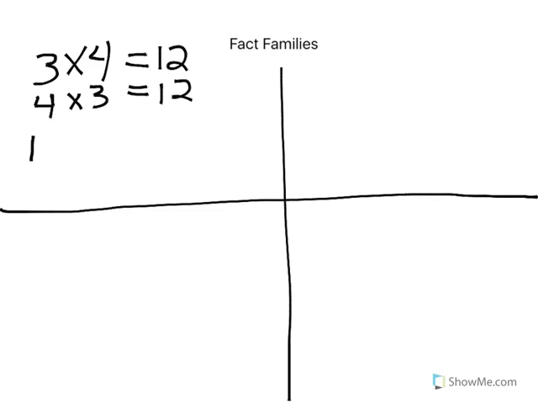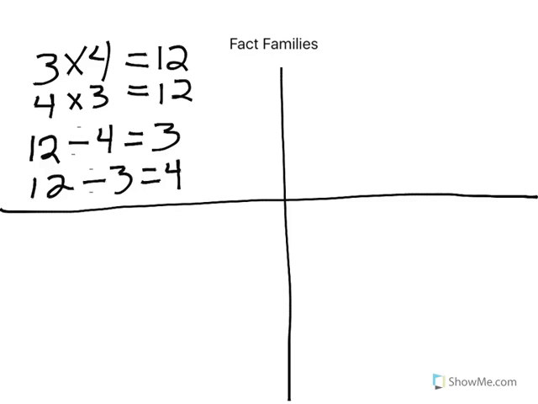So now if I start off with the 12 that I have as the total, and I divide it into 4 groups, that should give me 3 in each group. Just like this first multiplication fact, I still have 4 groups with 3 in each group. If I take that same 12 and I divide it into 3 groups, I will have 4 in each group. Just like the second multiplication, where I have 3 groups with 4 in each.